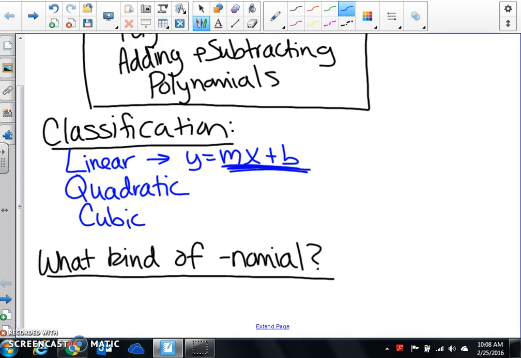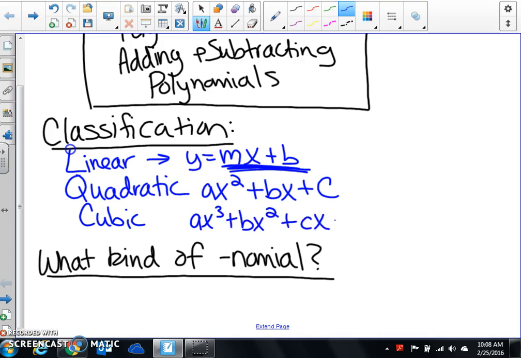Quadratic is going to have x squared plus ax plus b. Actually, that should be ax squared plus bx plus c. And then a cubic is going to have x to the third, so ax to the third plus bx squared plus cx plus d. But really, the biggest thing that you have to know is that a linear is just x, quadratic's x squared, cubic's x to the third.